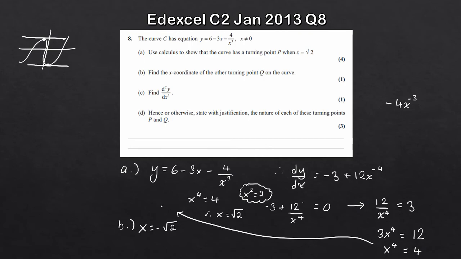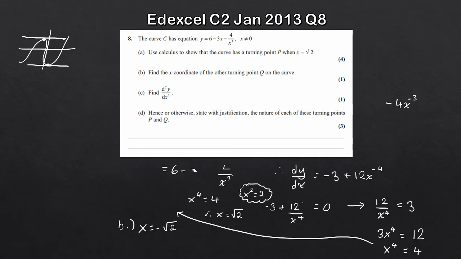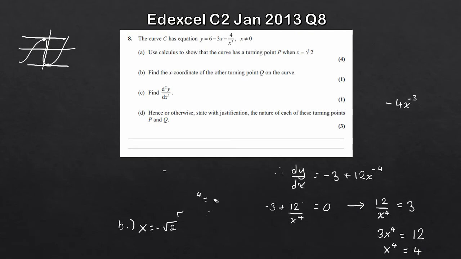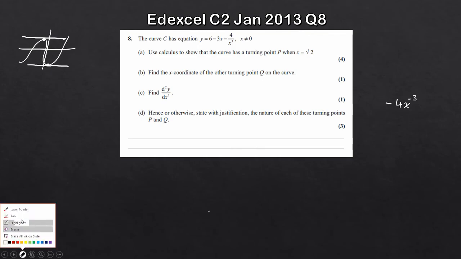Part C, so if we just quickly rub all this out. So part C is just another one marker, shouldn't be too much work. It just wants us to find the second derivative. So once we get rid of this, let's have a look at it. Can't get rid of it very quick. There we go. So let's have a look.